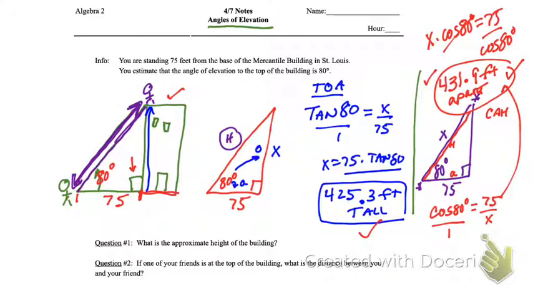Okay. So that's using an angle of elevation. So today you have to draw your own little picture on your homework and figure out what information you have about your right triangle, like we did right here, and then go from there.